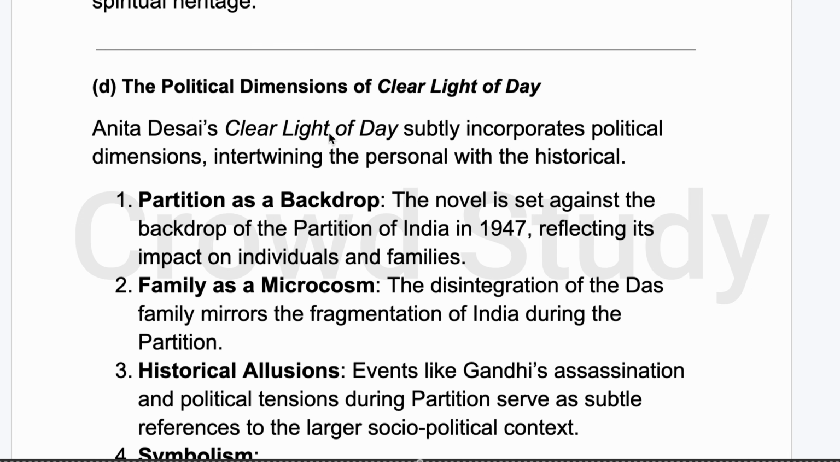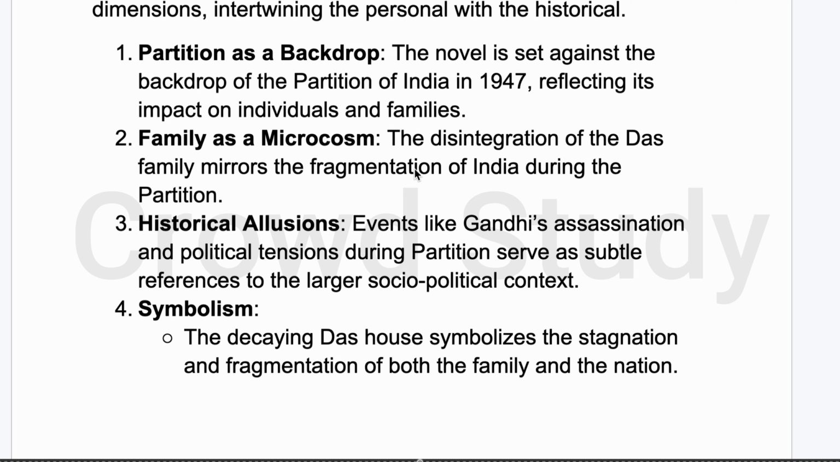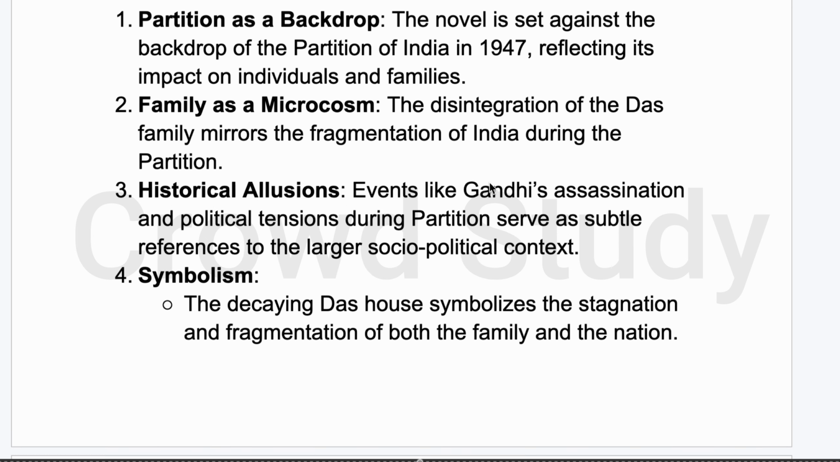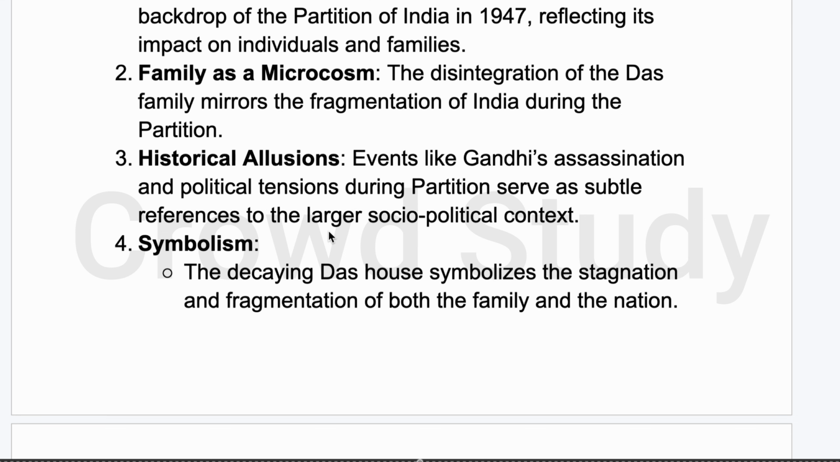Anita Desai's Clear Light of Day subtly incorporates political dimensions, intertwining the personal with the historical. Number 1. Partition as a backdrop. The novel is set against the backdrop of the partition of India in 1947, reflecting its impact on individuals and families. Number 2. Family as a microcosm. The disintegration of the Das family mirrors the fragmentation of India during the partition. Number 3. Historical allusions. Events like Gandhi's assassination and political tensions during partition serve as subtle references to the larger socio-political context.